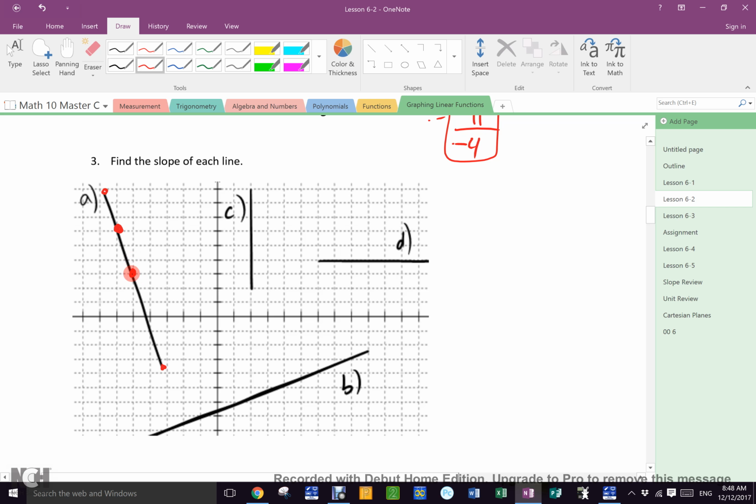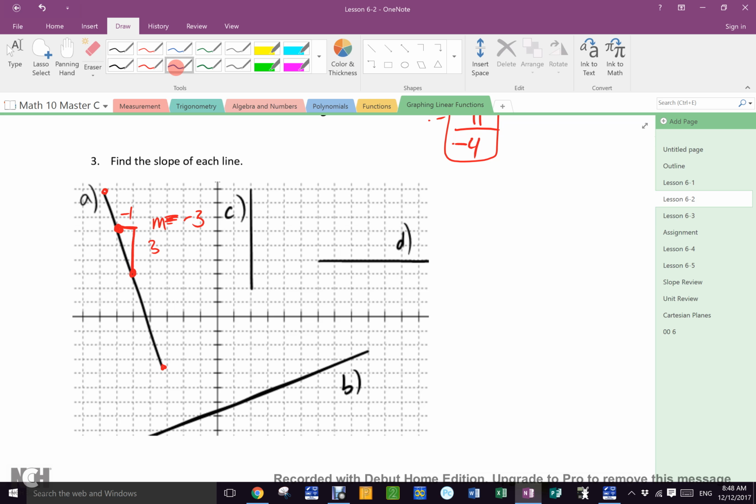What's my rise? 3. What's my run? Negative 1. So what's my slope? So, would we ever write 3 over negative 1? It's negative 3, right? Everybody cool? All right, let's do B.